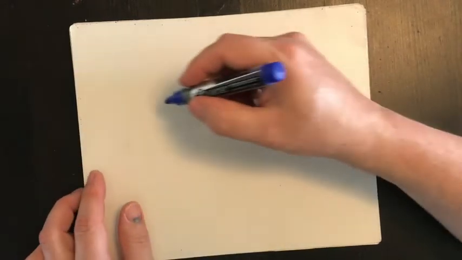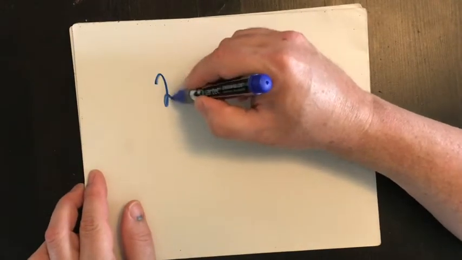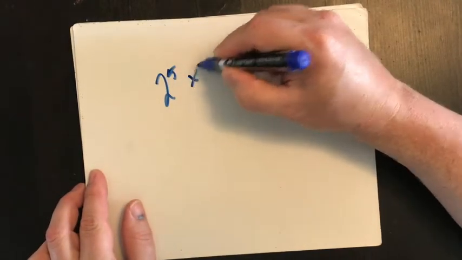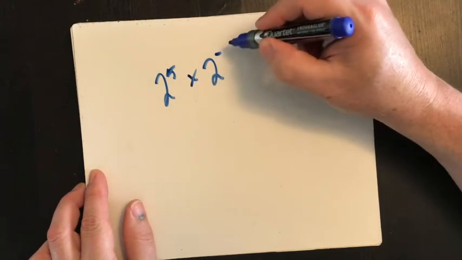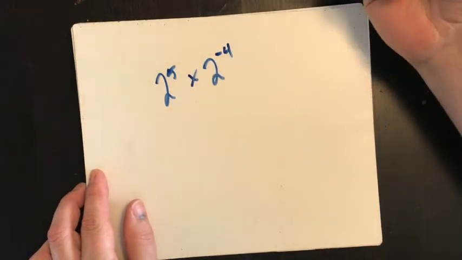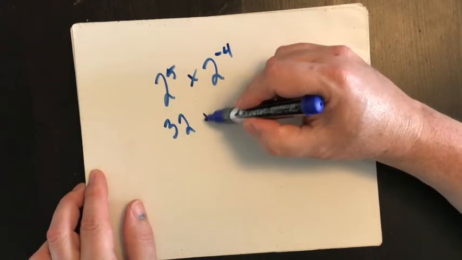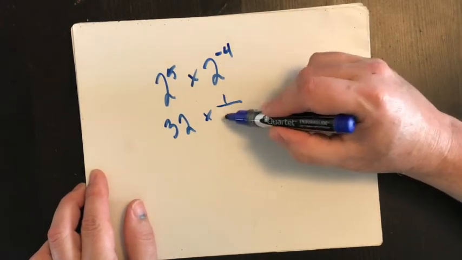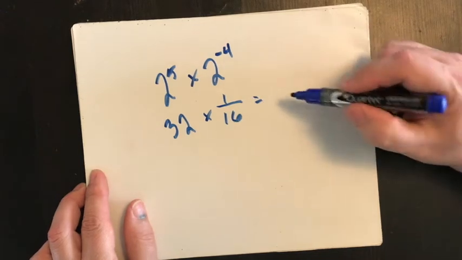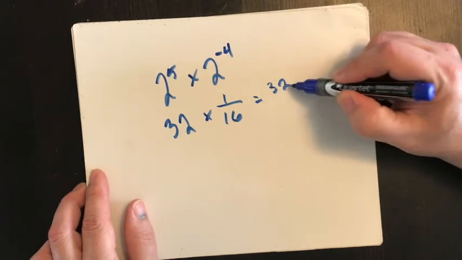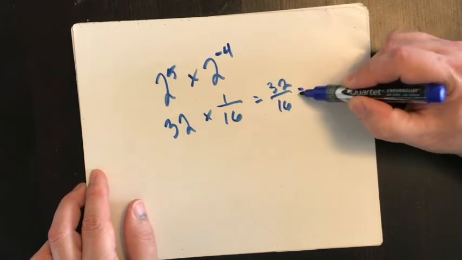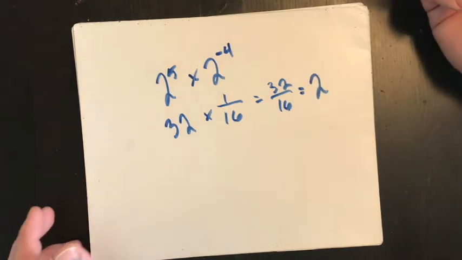Now, there is an order of operations problem that I want to talk about before I set you free, and it is 2 to the 5th times 2 to the negative 4th. 2 to the 5th is 32. 2 to the negative 4th is 1/16. If we multiply these together, we get 32/16. And we simplify that, we get 2.